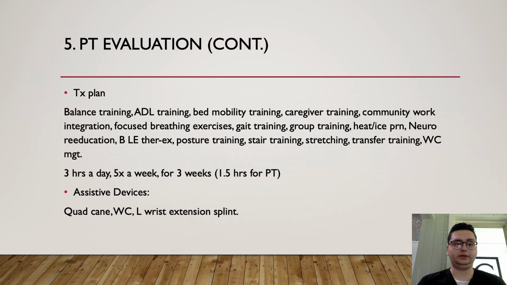All right, so the treatment plan. So here at this particular clinic, the plan was kind of, I don't want to say vague, but it left a lot open for the PTA to kind of decide what types of exercises were performed. So you'll see that some of these plans are just kind of broad. But mainly focusing on balance training, ADL training, bed mobility training, caregiver training, community work integration, focused breathing exercises, gait training, group training, heat and ice PRN. This patient really didn't have a whole lot of pain, so we never really did a lot of heat or ice. A lot of neuro re-education, bilateral lower extremity therex, posture training, stair training, stretching, transfer training, and wheelchair management.